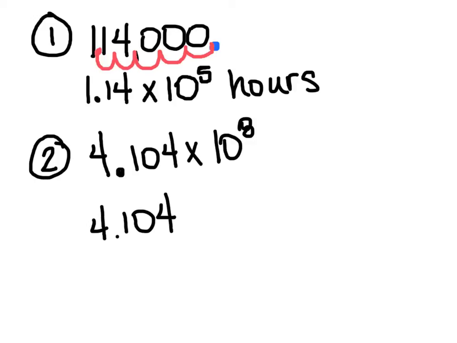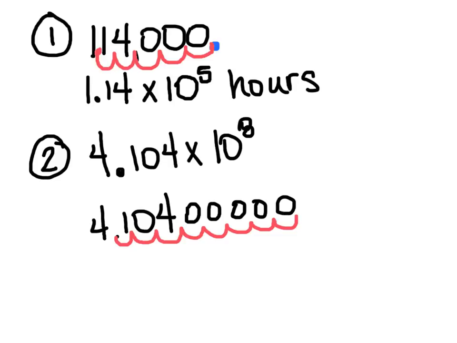4.104. Now, times 10 to the 8th power means that we need to move our decimal 8 spaces. So we're going to put our pencil on our decimal. If we need to get a large number, we're going to move back 1, 2, 3, 4, 5, 6, 7, 8 spaces. Now, you'll notice the first 3 spaces we were jumping the numbers 1 and then 0 and then 4. Now we need to fill in the rest with zeros. 2, 3, 4, 5 zeros at the end because we had 5 extra spaces.